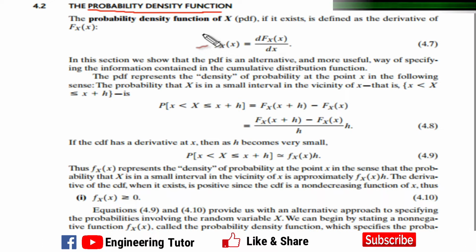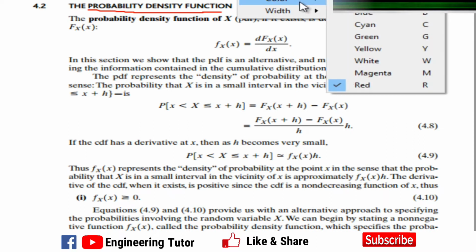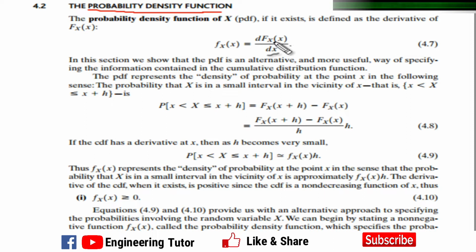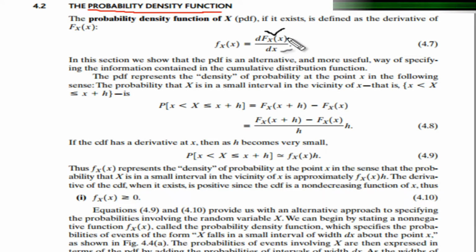So what is this? Let me change the color of my pen. So if capital F of x is the CDF of any function, then the PDF or probability density function can be found out by finding the derivative of cumulative distribution function, and the formula is this one.